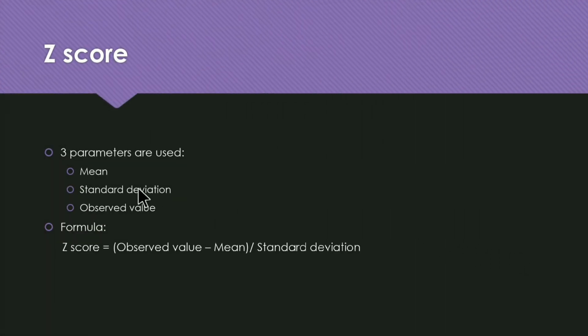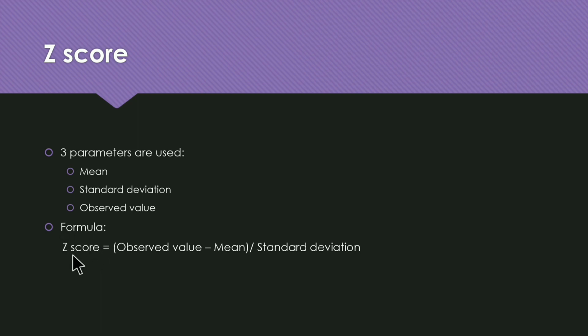Z-score takes three parameters into consideration. One is mean, other is standard deviation, and third is observed value. What is mean? Mean is the average value of the data of the children that has been collected. The standard deviation is the deviation, the biological variation, which may be because of the culture, which may be because of the region in which the children have been brought up, and the observed value is the value of the child that has been observed. So these three parameters are taken into the formula of the z-score.